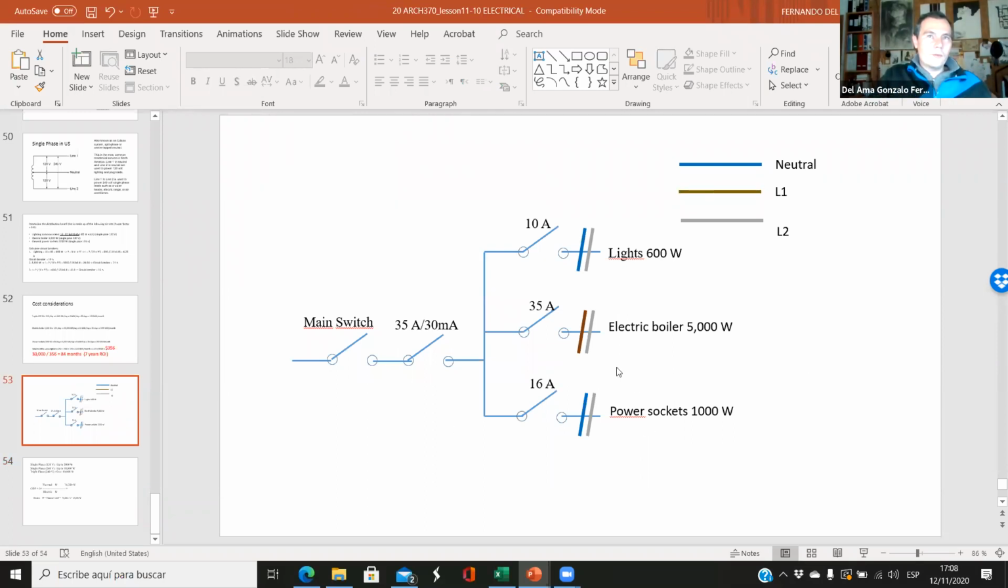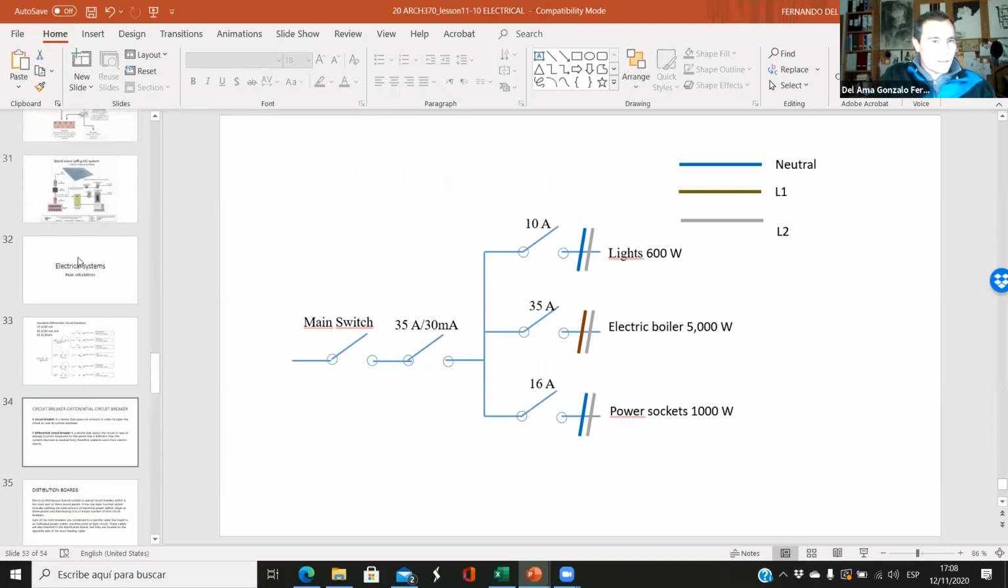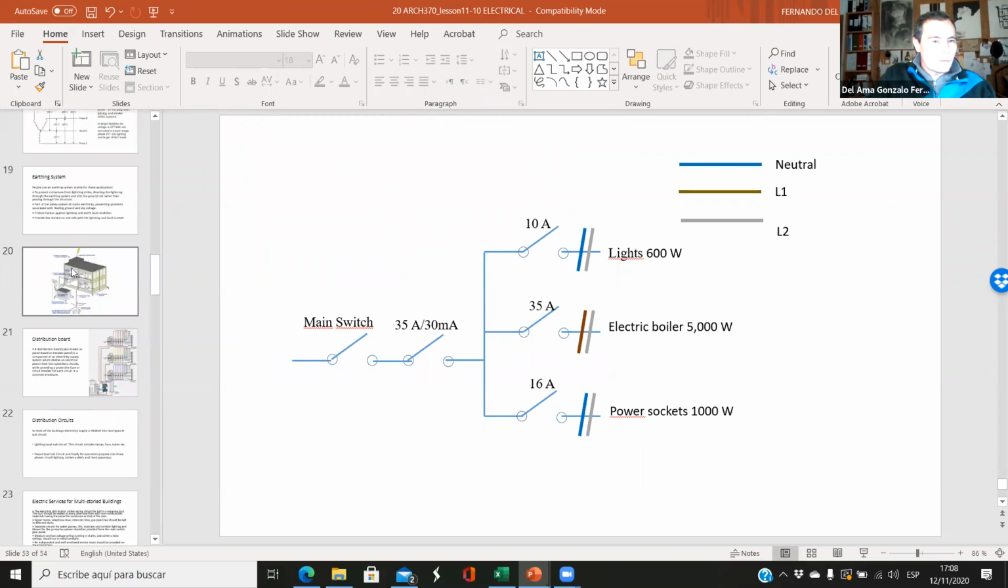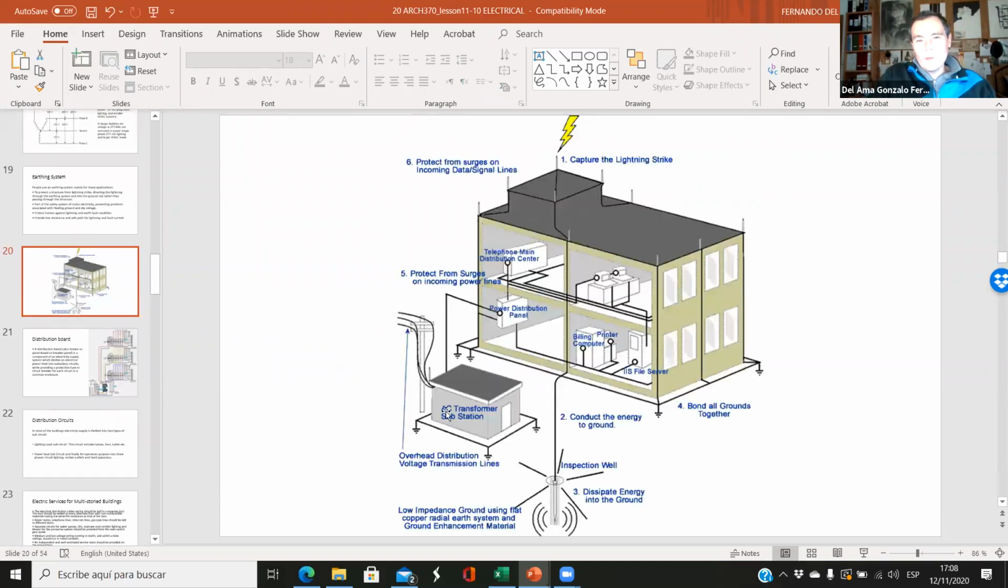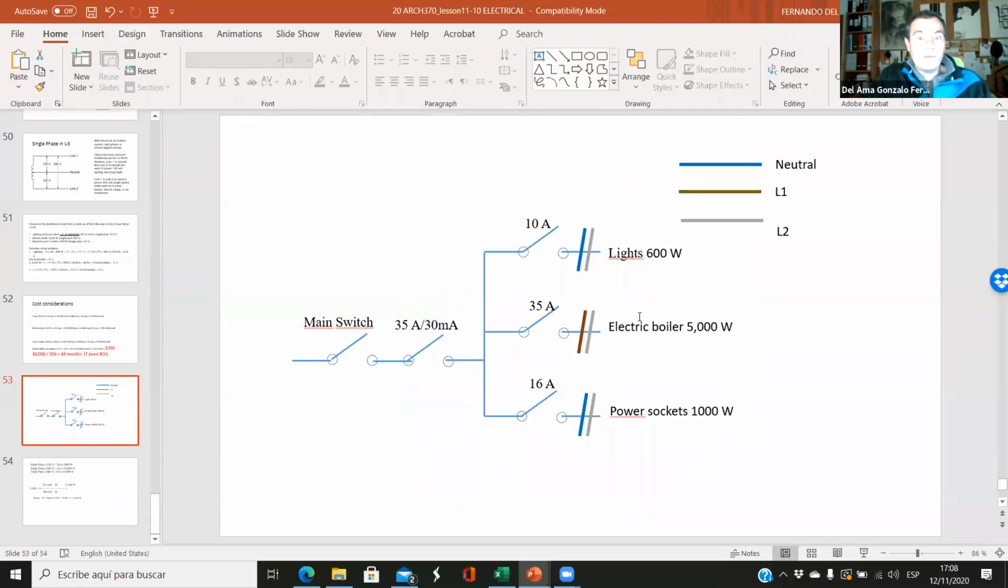If the building is too big, we will need a transformation station, as I showed you here. So we need a transformer substation in our building. Architects, we are not doing these kinds of things, but at least we need to know what kind of building we are designing. Are we designing a simple building in which we can solve everything with a single phase diagram? If not, we need an electrical engineer.